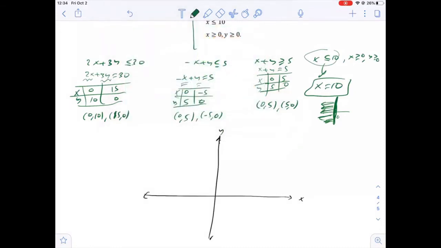Now we have the points 0, 10 and 15, 0. And then we connect them with a straight line. That's the first line that is associated to the first inequality. Now we choose the test value 0, 0. This is the test point, and then we plug it here. 0, 0 is less than or equal to 30. Yes. So the solution is below this line.